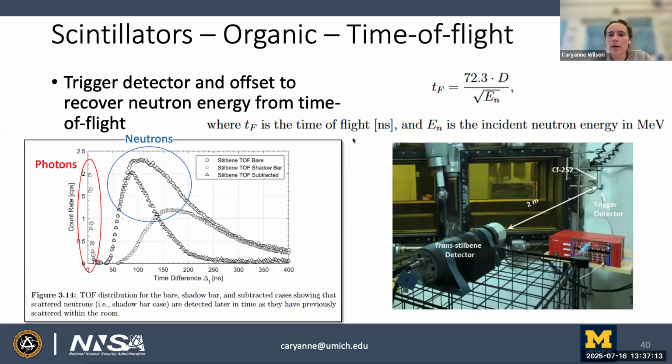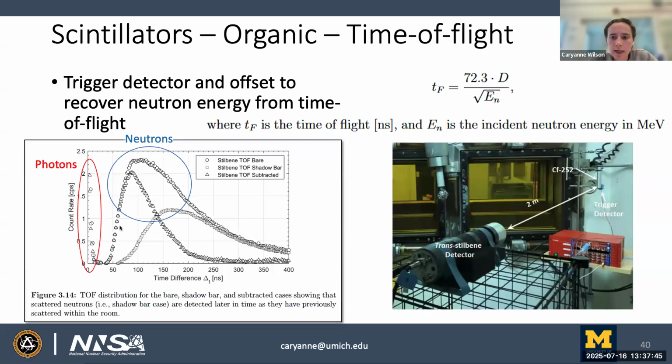So in the top right-hand corner of the screen, you see this TF, which is the time between the trigger and the neutron detector. And then it's a function of distance and energy. So you can solve this for energy, but this equation is derived from the kinetic energy equation, or 1/2 mv squared with the mass of the neutron.